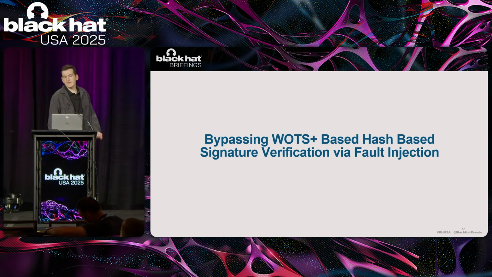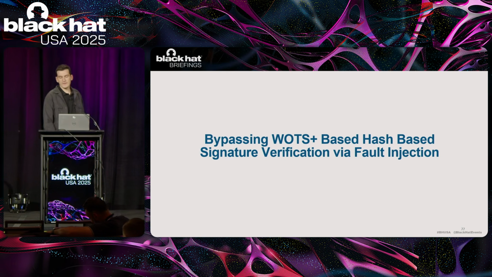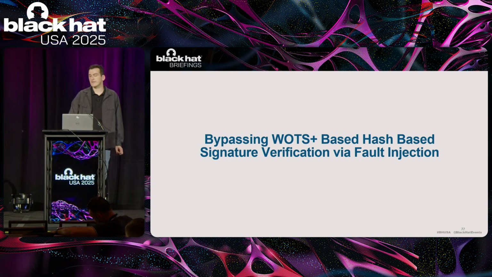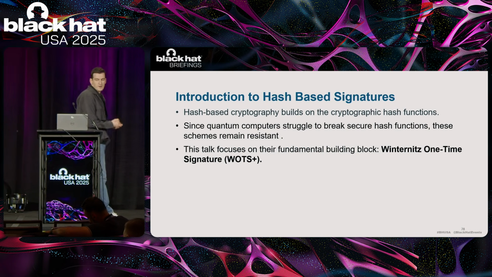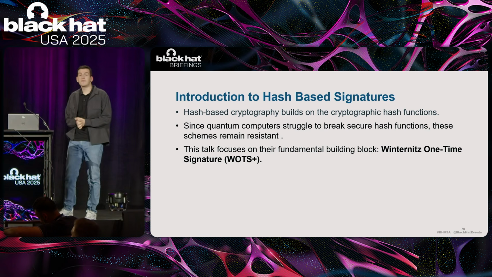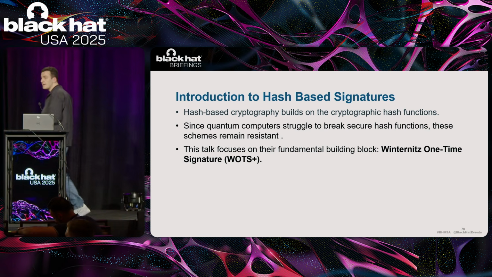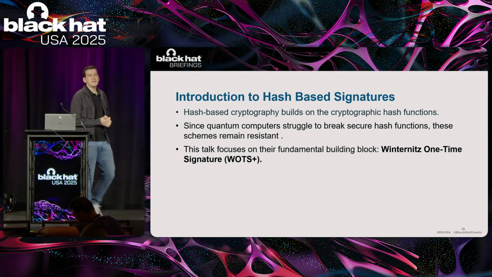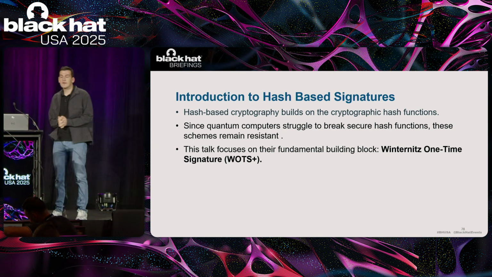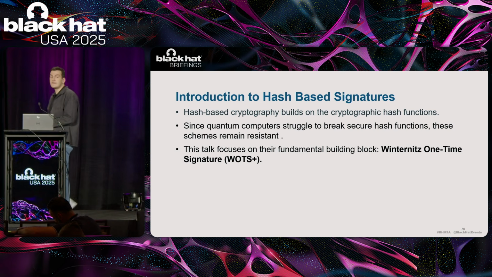So since we handled this, let's continue with bypassing WOTS+ hash-based signature verification with fault injection. Hash-based cryptography is built on cryptographic hash functions rather than relying on hard mathematical problems. And since quantum computers struggle to break these hash functions, these schemes remain resistant.